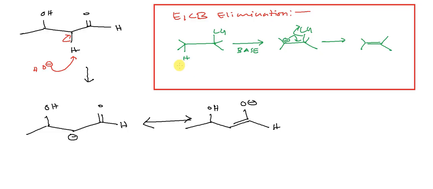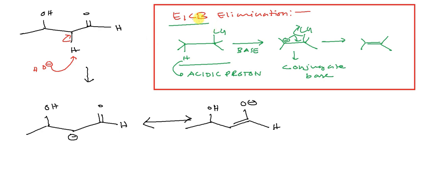So if this is the acidic proton, then this is the conjugate base. That's why the name comes like E1CB. CB means conjugate base. So here also initially there is an anion formation which is taking place.